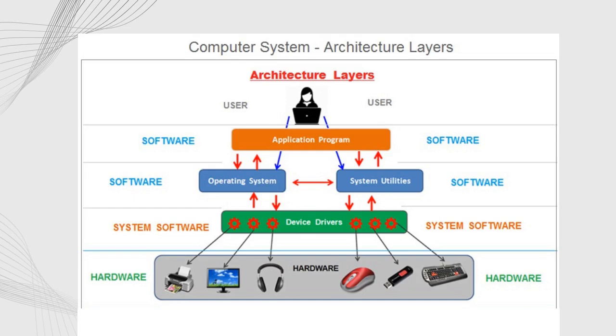So the operating system sits in the middle and plays a key role. It acts as a bridge between the user, the application and the hardware. Without an operating system, a computer cannot function.